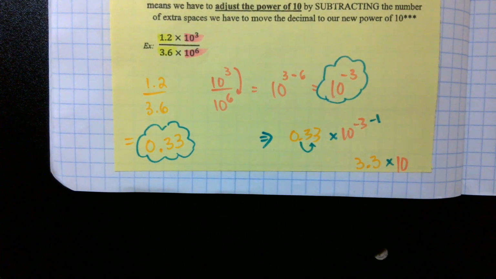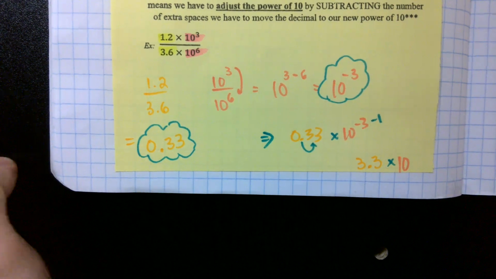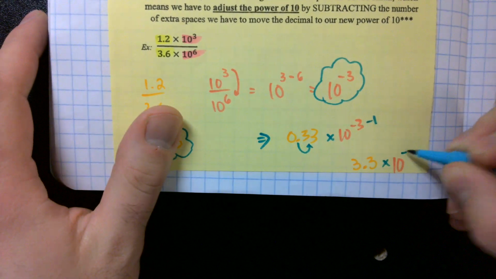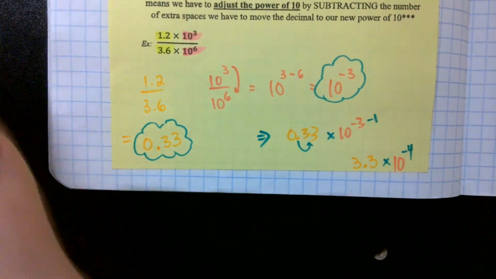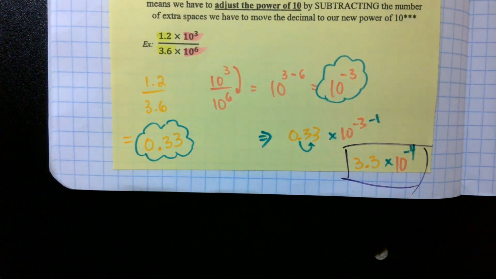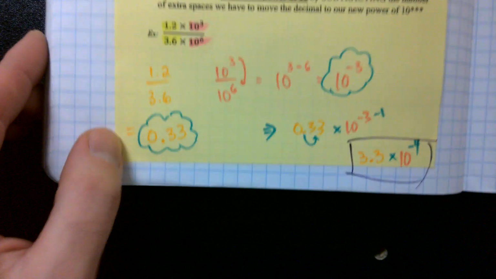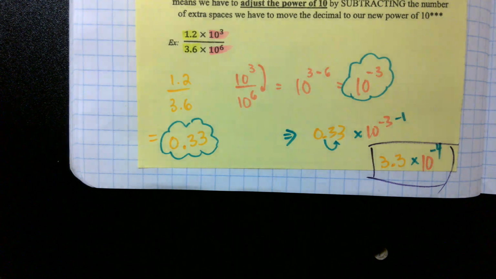If my number's too small, I'm losing power. Yesterday, if my number was too big, I'm gaining power. Here we're losing. What is negative 3 minus 1? Negative 4. So again, if you feel confident with what we did yesterday, today's the exact same thing, just opposite. Okay? We're going to do one little example I'm going to give you to try on your own, and then we'll get started on the work.